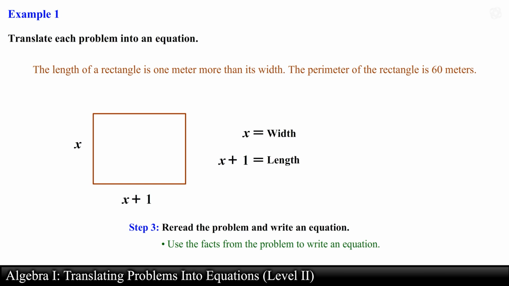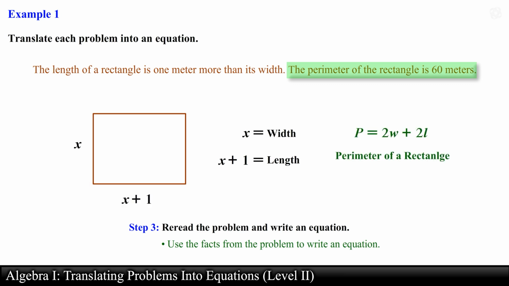Notice that we are given that the perimeter of this rectangle is equal to 60 meters. We're going to use this fact in combination with the variable expressions and relate them to form an equation. In order to accomplish this, we need to make use of a formula, specifically the formula for the perimeter of a rectangle. The perimeter is just going to be equal to the sum of all the sides of this rectangle. In other words, twice the length plus twice the width.